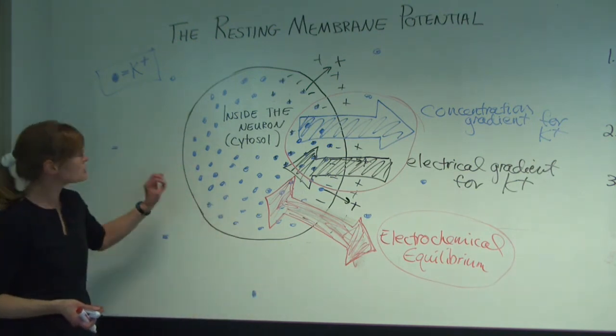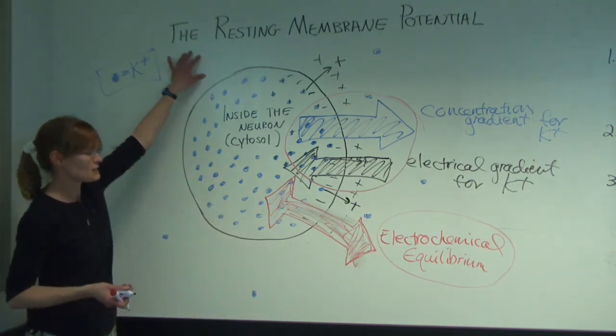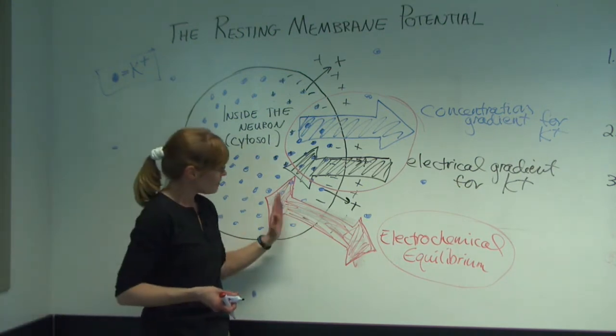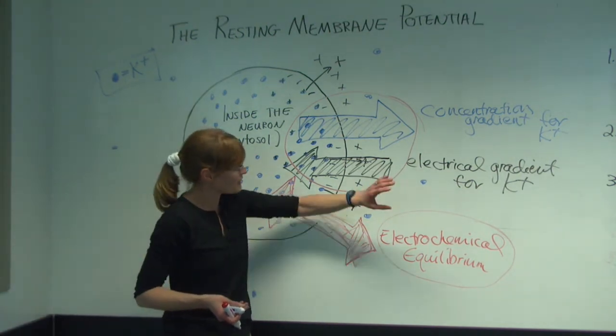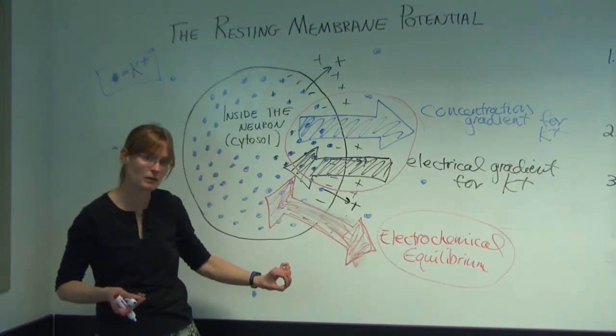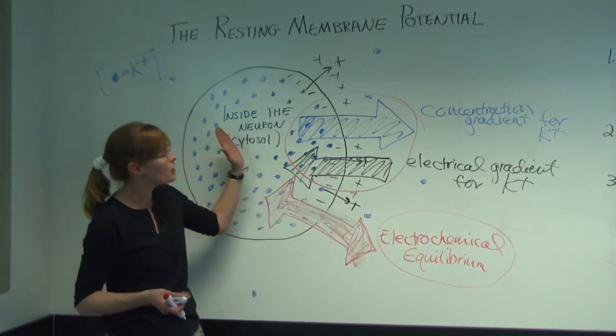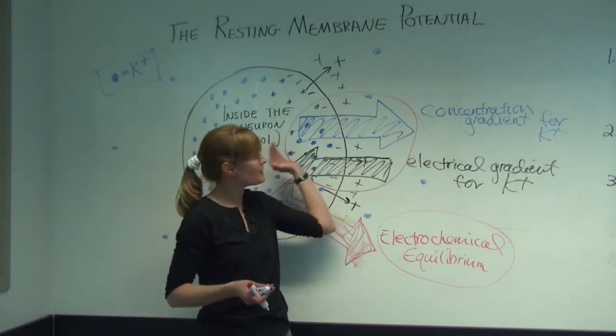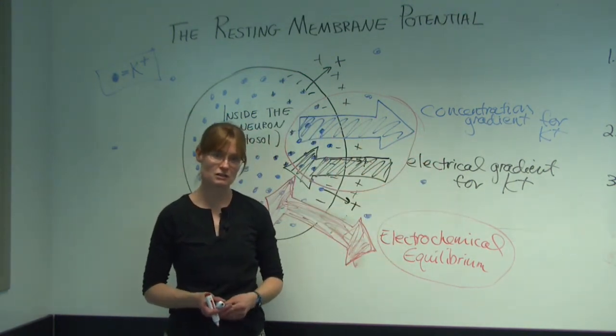So that really is what the resting membrane potential is. It is the voltage across the membrane, that electrical gradient that has developed at equilibrium because of the movement of potassium down its concentration gradient.